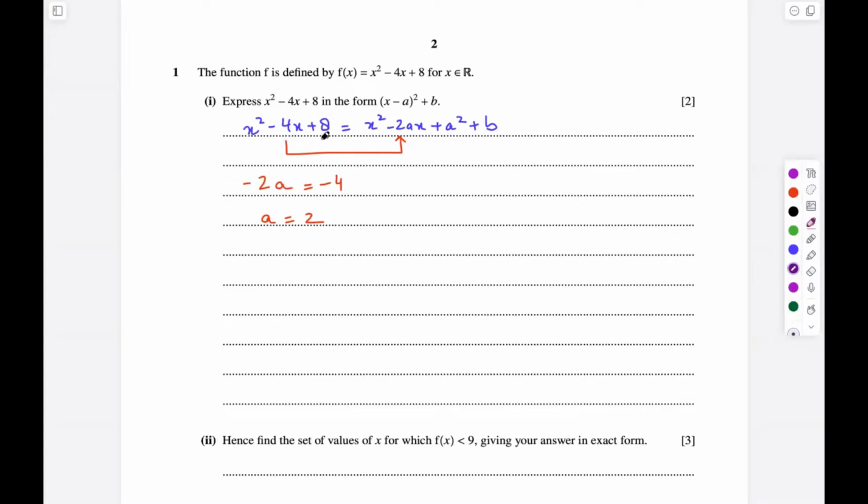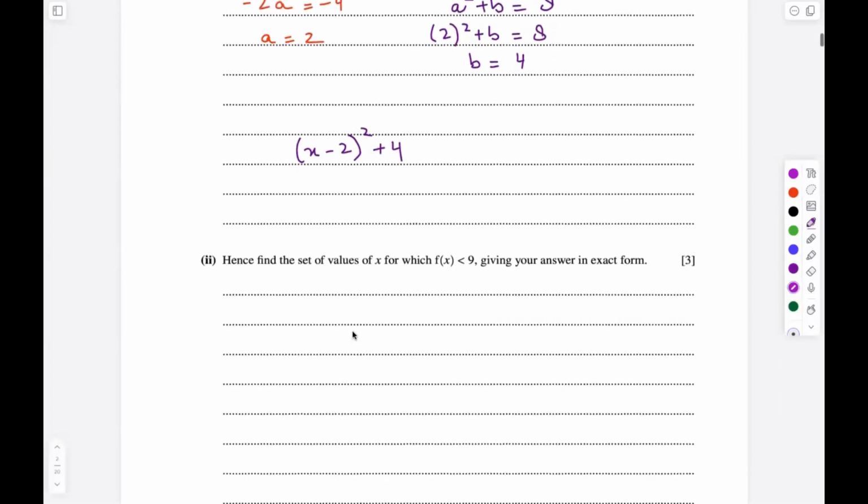To find the value of b, we can compare the constant terms. On the left hand side, it is 8. And on the right hand side, it is a squared plus b. So a squared plus b equals 8. A is 2, so this becomes 2 squared plus b equals 8. B will be equal to 8 minus 4, so that will be equal to 4. So we can write this as (x minus 2) whole squared plus 4.